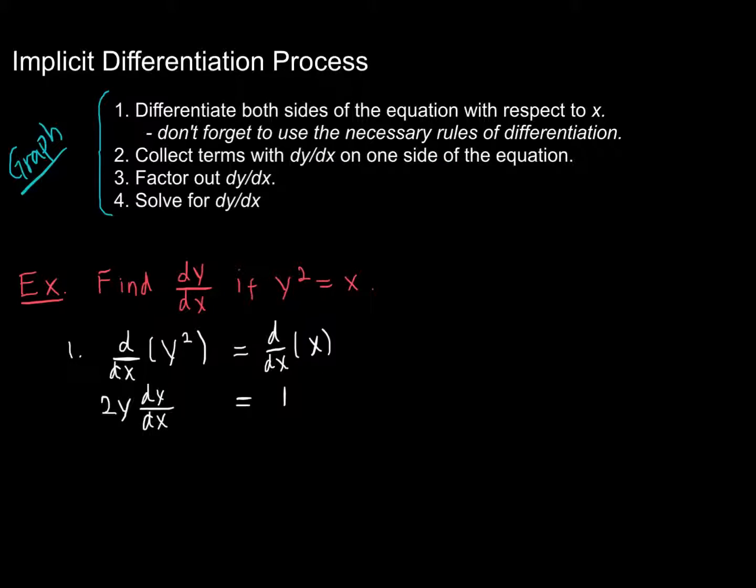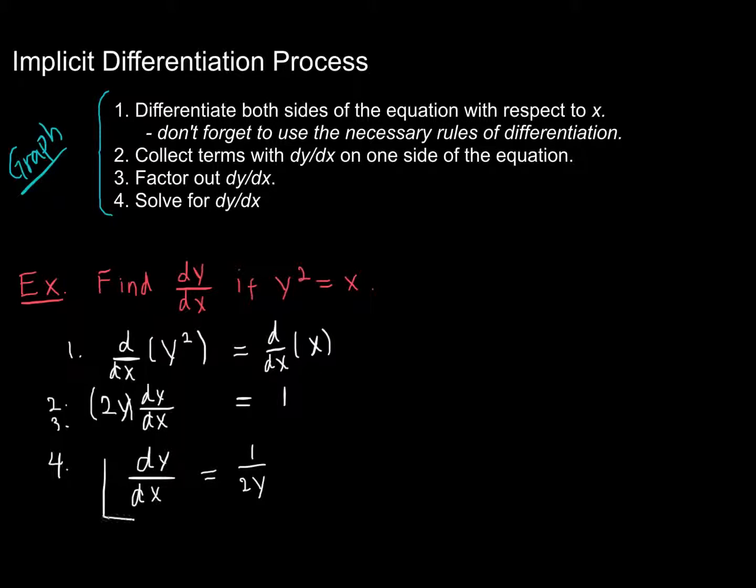All right. Now, I want to collect the terms with dy dx on one side of the equation, and I've done that here, so step 2 has been accomplished. And I also want to factor out dy dx. Well, I have done that, right? I have written this in terms of 2 factors, 2y times dy dx. That's perfectly fine. So I've accomplished step 3 as well, and now I want to solve for dy dx by dividing on both sides. So I have dy dx is equal to 1 over 2y. And this is my derivative.